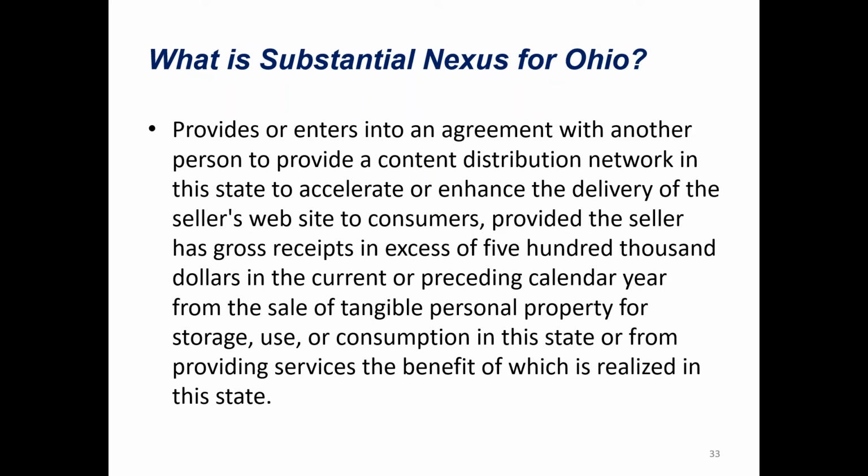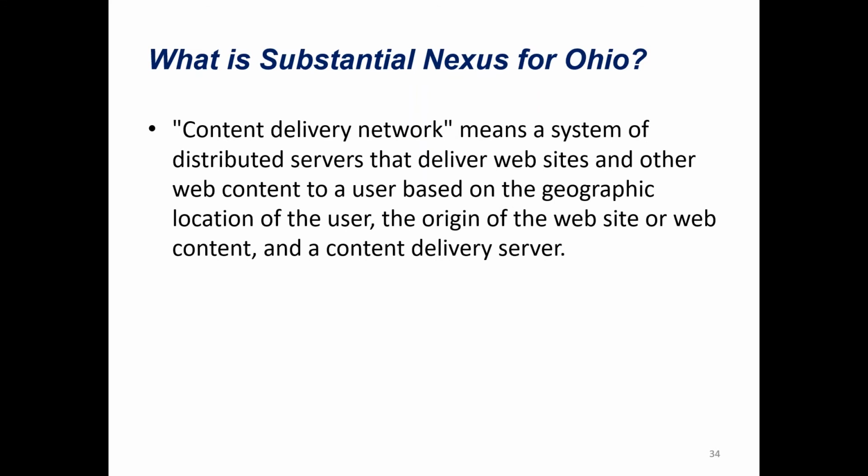A content distribution or content delivery network is a system of distributed servers that deliver websites and other web content to a user based on geographic location. That sounds really complicated, but you just have a lot of different servers in various different locations. You've hired somebody that places those servers close to where your marketplace is, and that establishes a better web platform for your customer. Those would give you substantial nexus in Ohio, again, with the prerequisite of $500,000 in gross receipts in a current or previous calendar year.